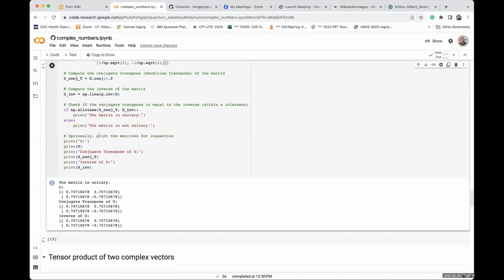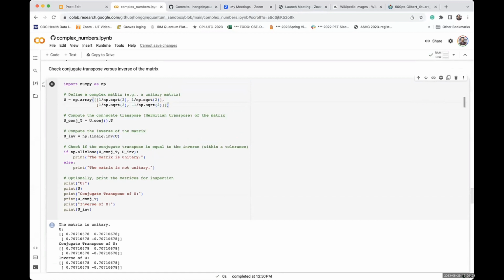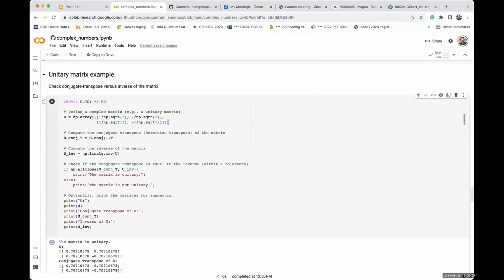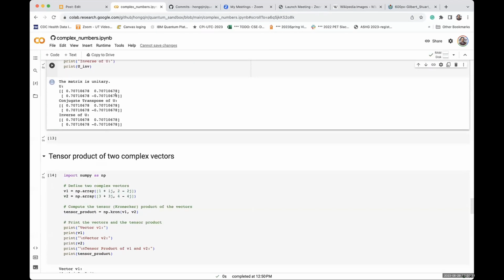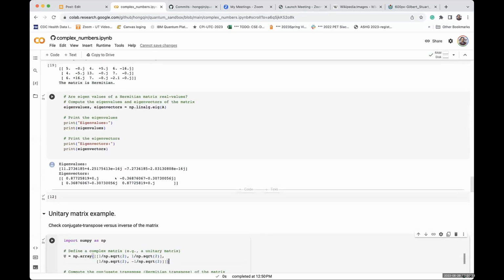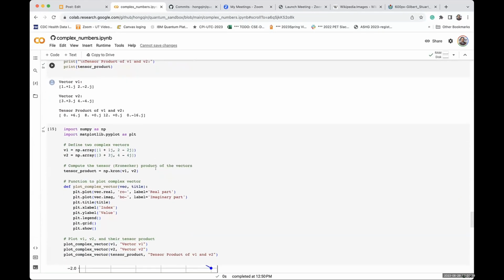This is the example I have using a square 1 over square root of 2, 1 over minus 1. It looks like I made up this example. No, this is actually not the unitary example. That's the conjugated transpose versus inverse. I don't have a unitary example. I thought I had one.